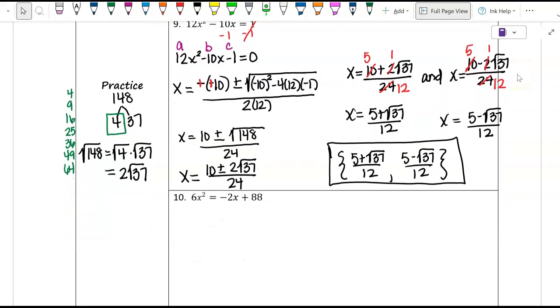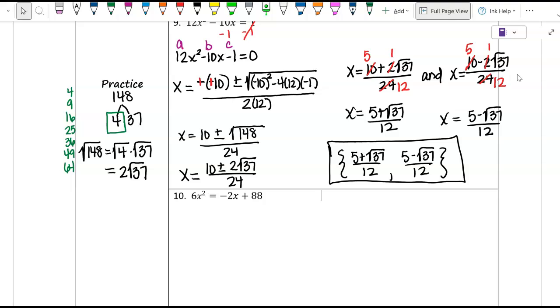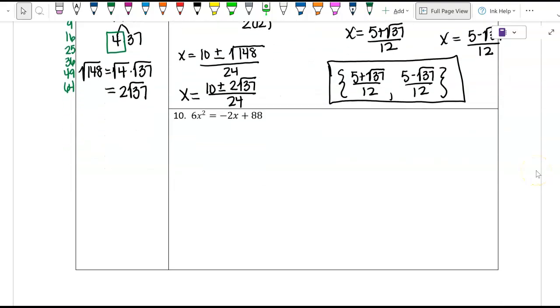All right, I am going to pause for a couple minutes while you complete number 10, and then we will come back and check our answers. All right, let's see how we did on this one. We're starting off with 6x squared equals negative 2x plus 88. So we needed to add the 2x and subtract the 88 from both sides so that we have one side equal to 0. So 6x squared plus 2x minus 88 equals 0.